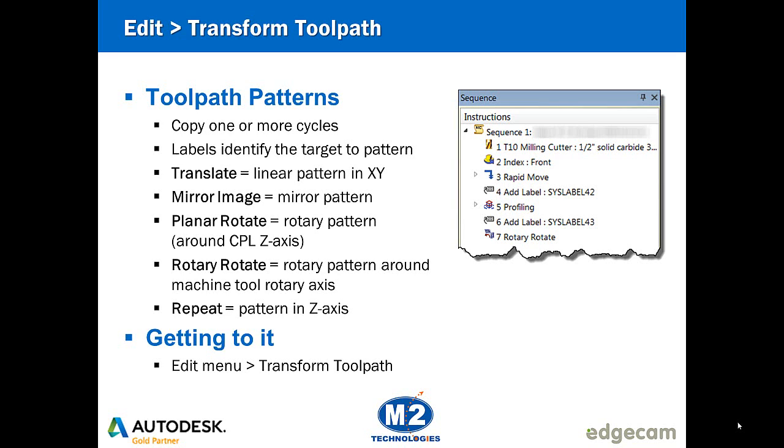Rotary Rotate copies toolpath around the rotary axis of the machining center using the post-processor configuration. Repeat copies toolpath in the Z-axis, similar to how cut increment within a cycle is processed. All these commands are found in the Transform Toolpath submenu located in the Edit pull-down menu. Let's have a demonstration of how they can be used.